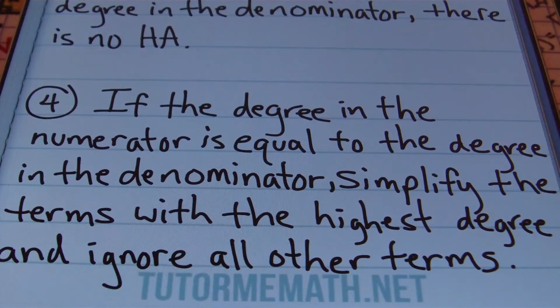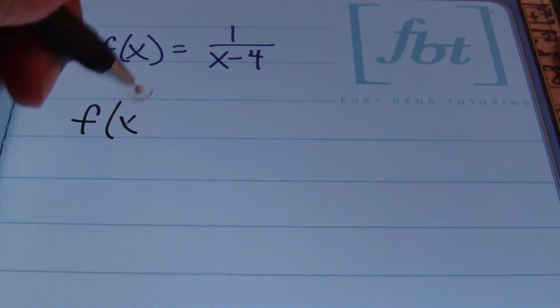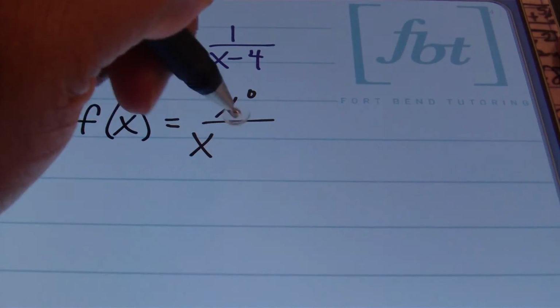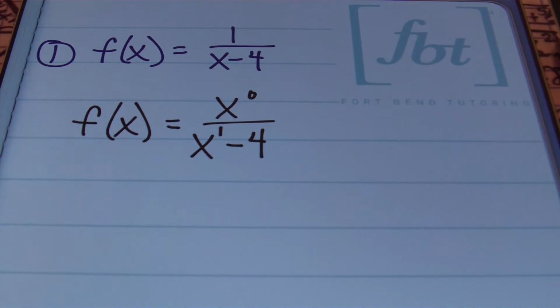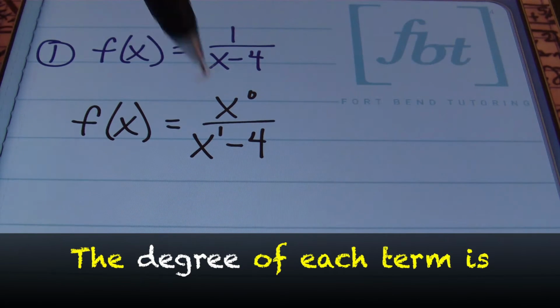Okay, so now that we have all the rules on the table, let's go ahead and apply that in some problems. So here we have problem number 1. I have the function f of x equals 1 divided by x minus 4. In the numerator, it can be noted that this can be written as x to the 0 power divided by x to the first power minus 4. I'm rewriting it that way to identify the fact that my highest degree in the numerator is 0, whereas the highest degree in the denominator is 1.